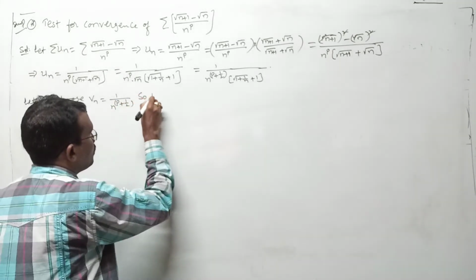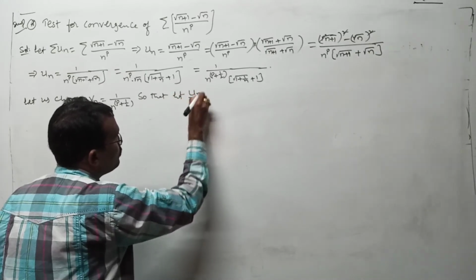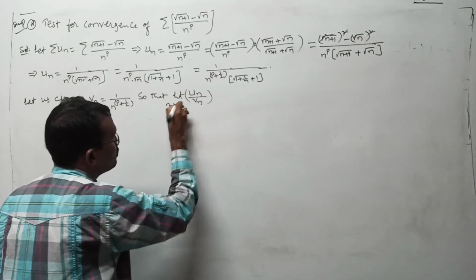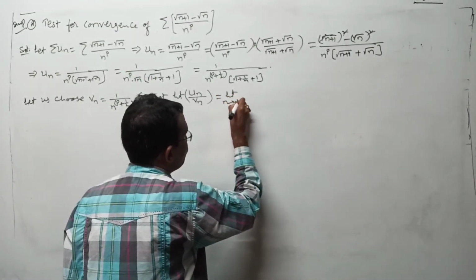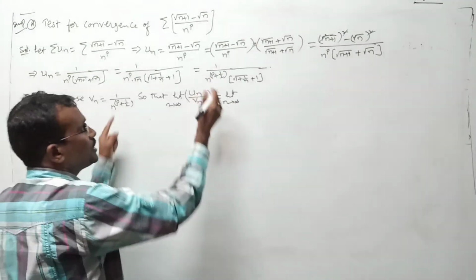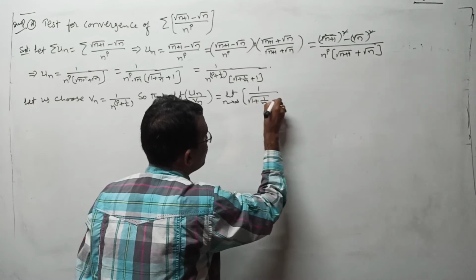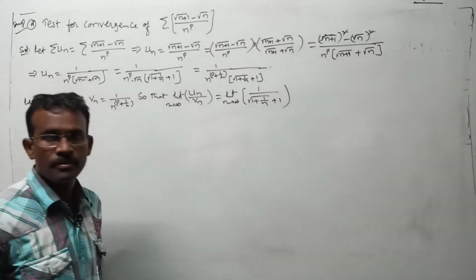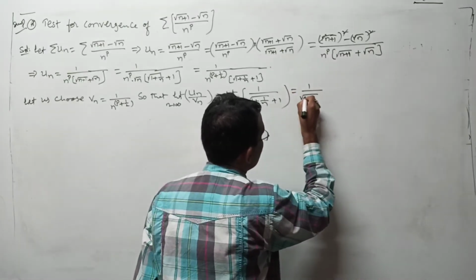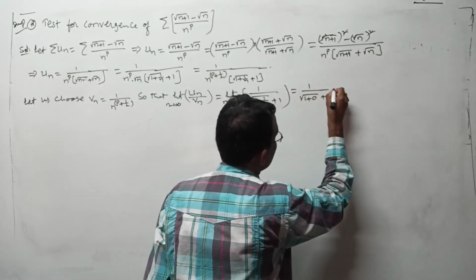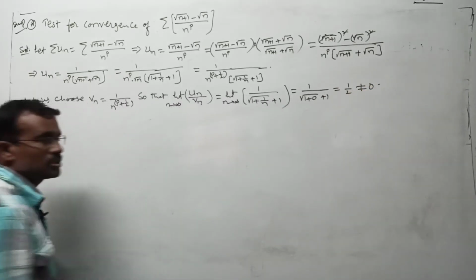But whether it is correct or not, you must check. For that, let us go to limit of un by Vn as n tends to infinity. Un by Vn means these two things get cancelled. It is 1 by root 1 plus 1 by n plus 1. Any doubt here? Now use limit as n tends to infinity. It is 1 by root 1 plus 0 plus 1, which should be 1 by 2, a non-zero real number. So this is the correct selection.